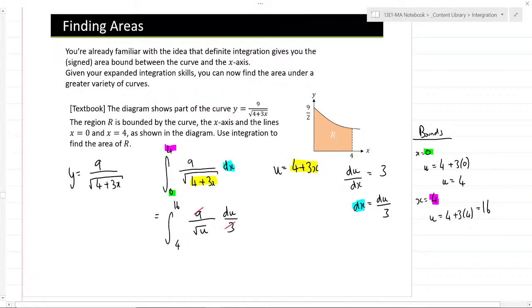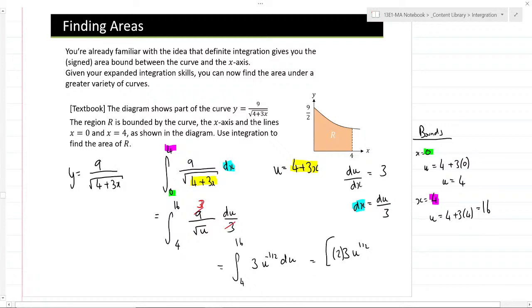So that's going to cancel to be 3. And then I end up with the integration between 4 and 16 of 3u to the minus 1 over 2 du. Everybody all right with that and where that's come from, yeah? So this is equal to 3 to the power of, well, plus 1, which is going to be a positive half. Divide by that power: dividing by a half is the same as times by the reciprocal of that, so times by 2. So it's going to be times by 2 there, like so. Everybody all right with that and where that's come from?